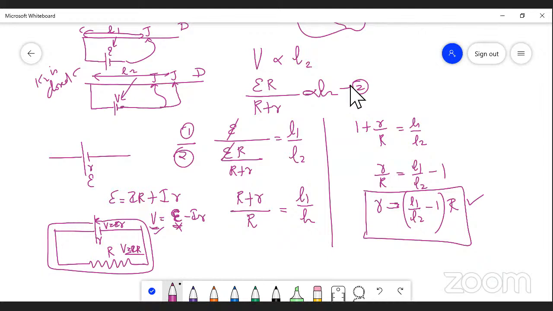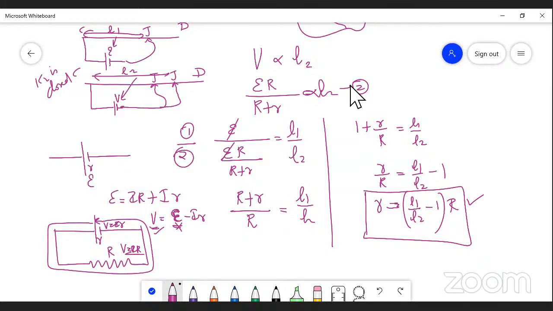So L1 is the balancing length for the cell of EMF when the circuit is considered open. And L2 is the balancing length of the potentiometer corresponding to the potential difference of the cell. The circuit is closed. Now, based on this, we are bringing out the idea. See, idea is very simple. In the first case, EMF is directly proportional to balancing length L1. Simple. The second case, we have to find out the potential difference.